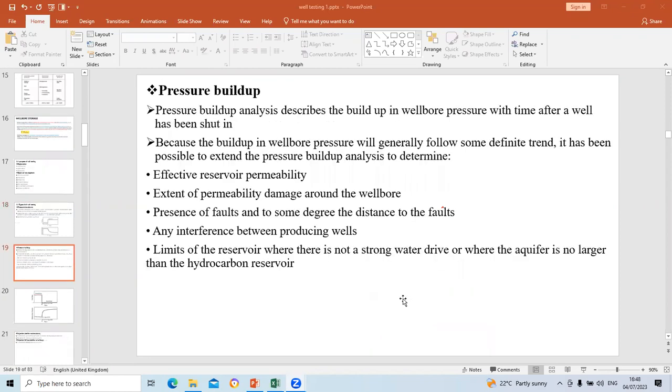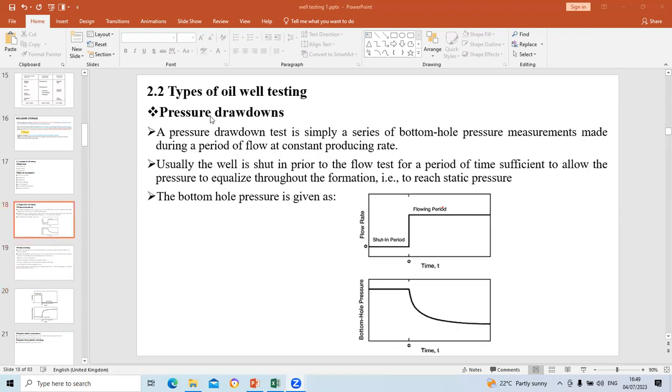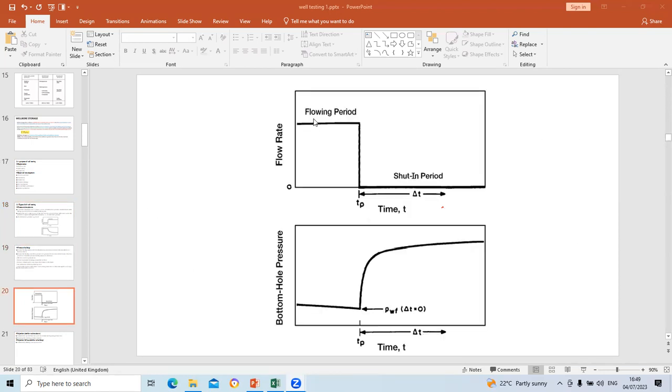All right. For build up, what we are doing now is shutting down the reservoir, allowing the pressure inside the well bore to build up for some time. So what we will do is produce the well at constant rate. Remember that for drawdown, it starts with shut in before you start flowing at constant rate. For build up, it starts with producing at a constant rate, then you shut down the well. The time that you use to produce at that constant rate is what we call our production time. Beyond the production time, we now have the shut-in time.